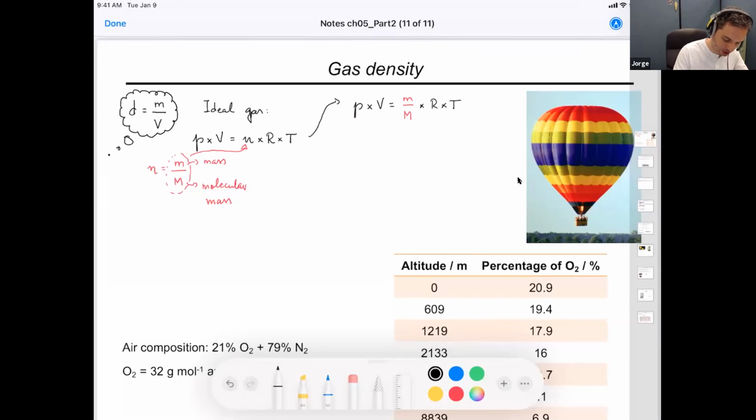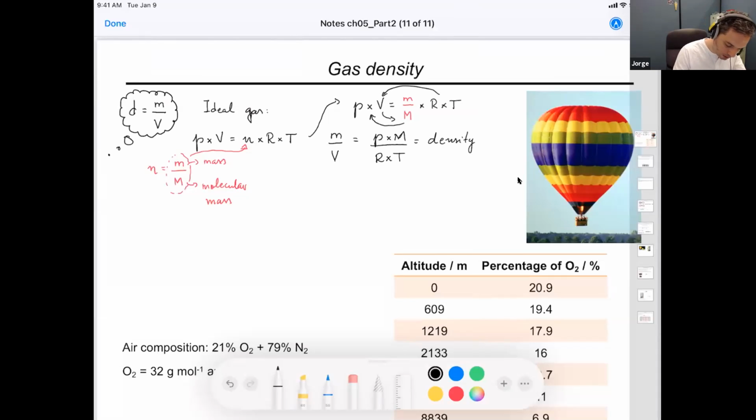So let's readjust this equation. We are going to end up with mass over volume equals the pressure of the gas times the molecular mass of the gas divided by R times temperature. That's going to be equal to the density of the gas. So what I did was to move volume over there, molar mass over there, and RT over there.